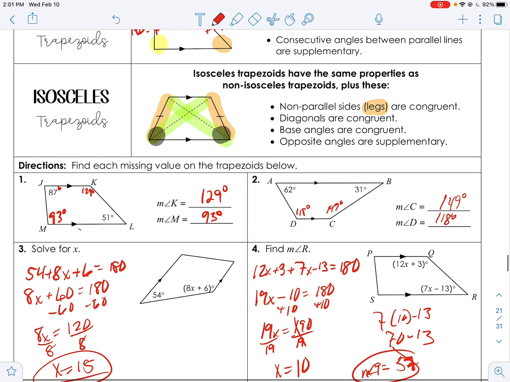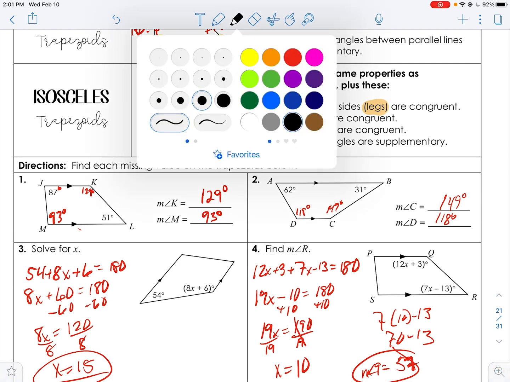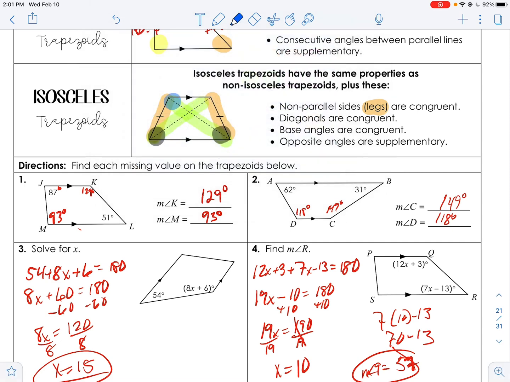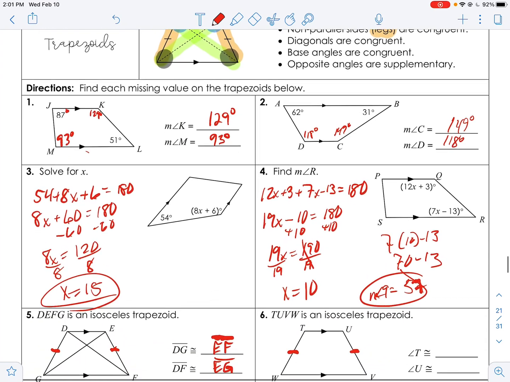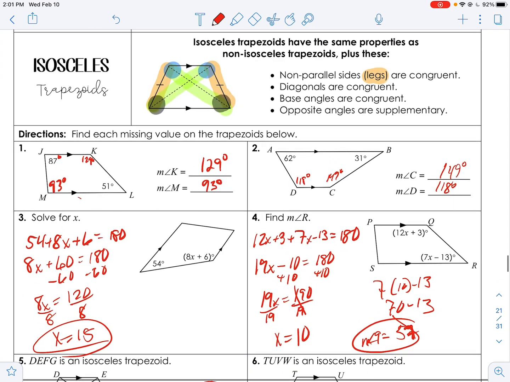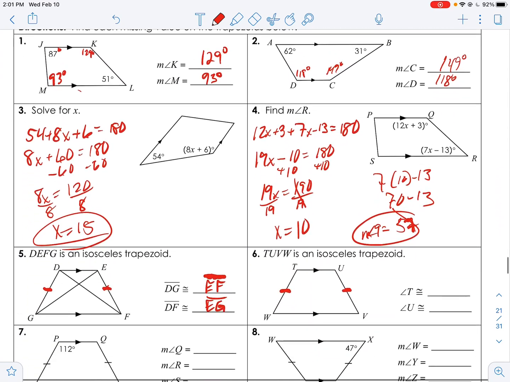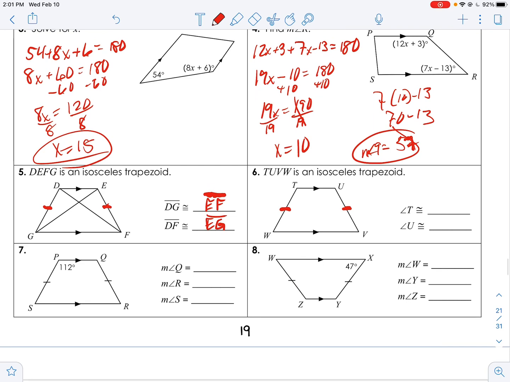We know that base angles are congruent. Now, when we say base angles are congruent, we could actually say that this guy, well, and then really it needs to be a different color. So let's go with blue. This guy and that guy are also congruent to each other. I mean, they're not really base, but if you flip that upside down, then it'd be the base.